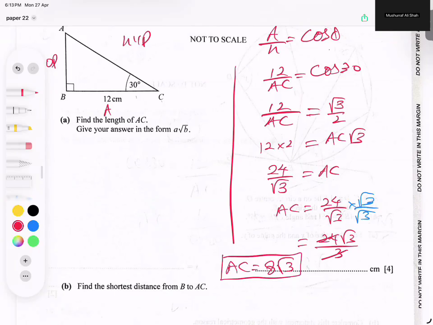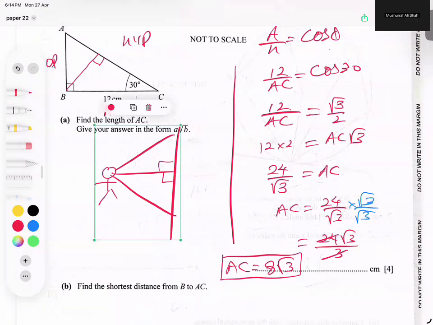I think the idea is very clear. Short distance from B to AC. B to AC, student, means from B, I have to draw a perpendicular. From B on the line, I draw a perpendicular, because when you stand here and the line is there, the shortest distance is always a perpendicular. So it means we have to draw a perpendicular, very important.